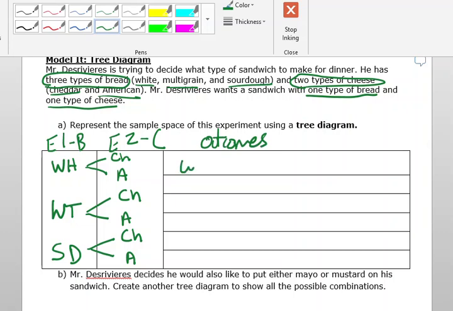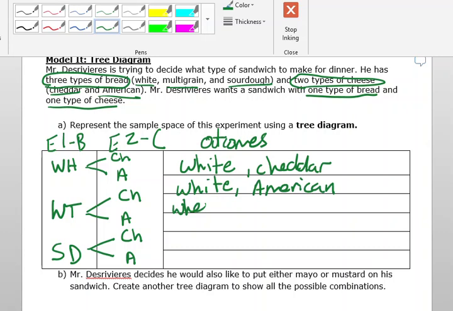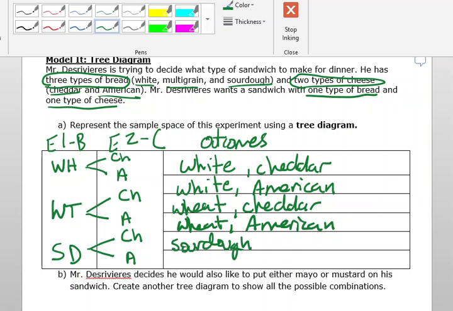And so this would be white, cheddar; white, American; wheat, cheddar; wheat, American; or sourdough, cheddar; sourdough, American.